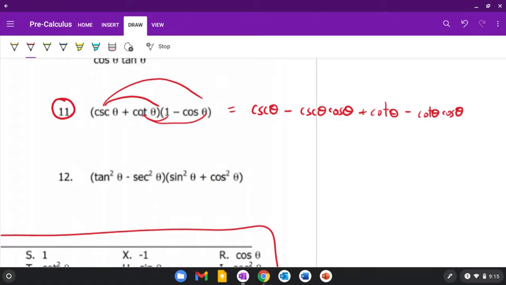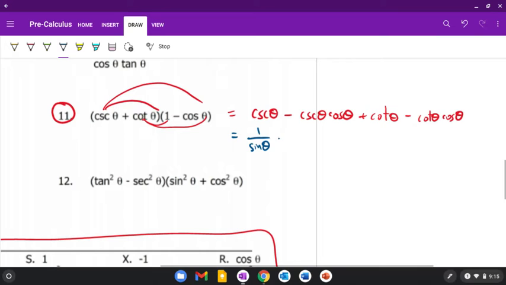Now, the next thing let's do is our strategy of converting everything to sines and cosines. So cosecant, that is 1 over sine of theta. Hopefully most of these are getting to be a little bit more stuck in your brain, and you just know it without having to look at your sheet. Minus, now this I'm going to write in parentheses because we're going to multiply it: 1 over sine theta times, and we can actually just leave this as cosine of theta for now. Plus cotangent is going to be cosine of theta over sine of theta.